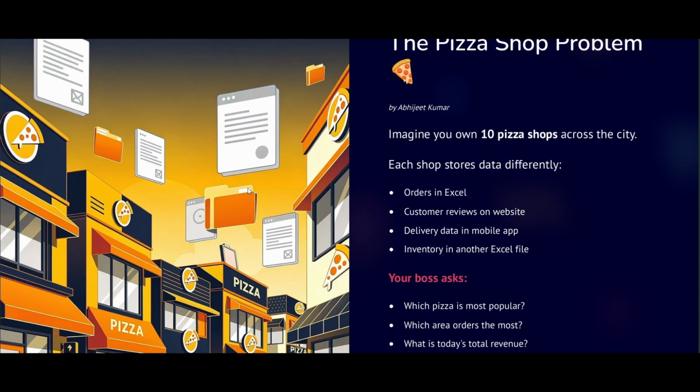Each shop stores data in different places. Orders are in Excel. Customer reviews are on a website. Delivery details are in a mobile app. Inventory is in another Excel file.